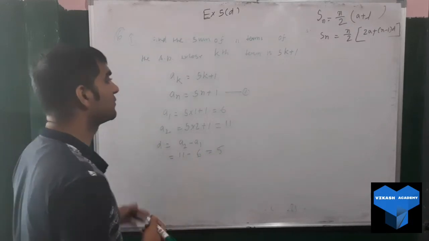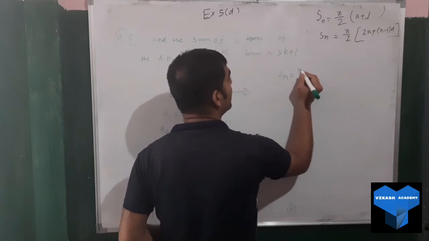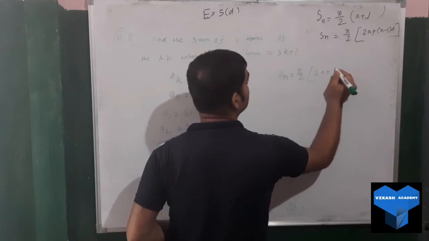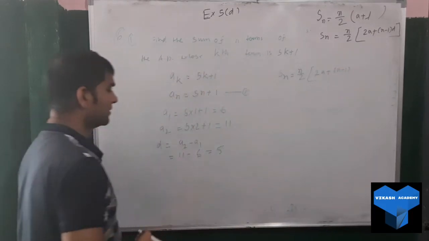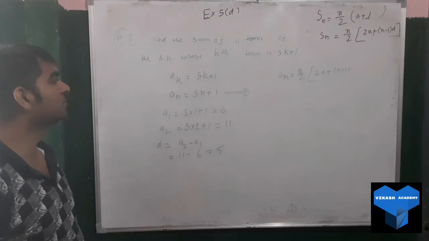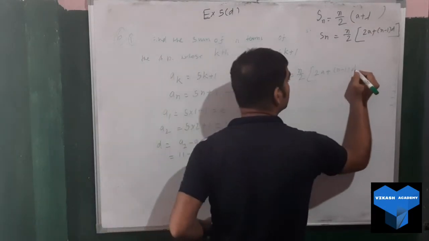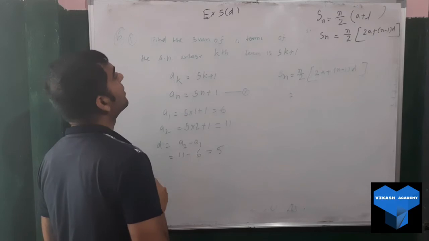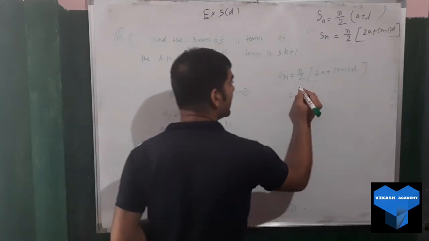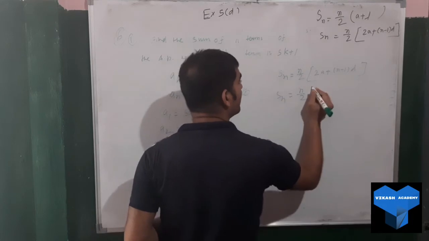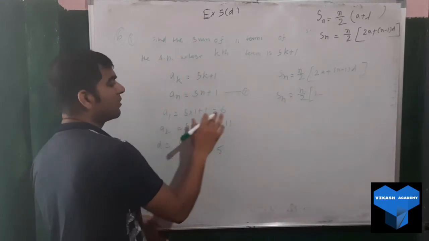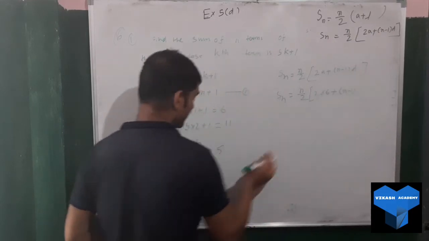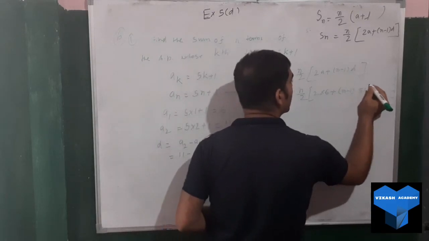Now let us find the sum. We have Sn equal to n by 2 times (2a plus (n minus 1)d). Close the bracket. Put the values. Find the sum of the n terms. So n by 2 remains, then 2a, where a is 6, plus (n minus 1) remains the same. And d, how much are we obtaining here? 5, so we put 5 here and see how much we get.